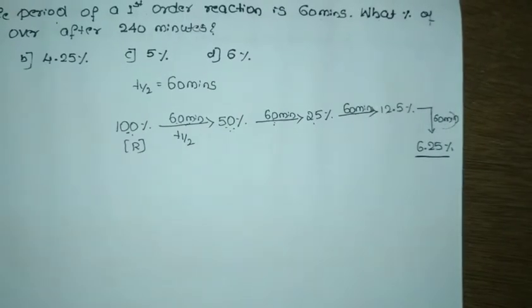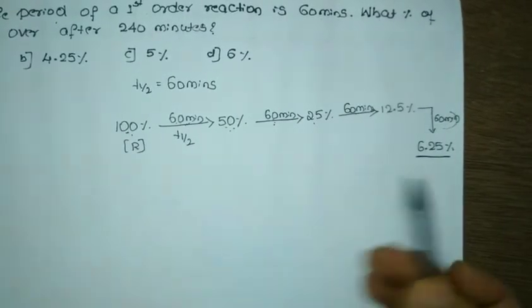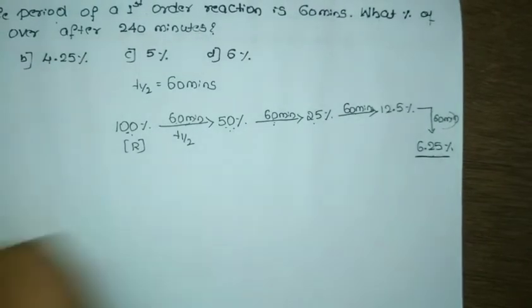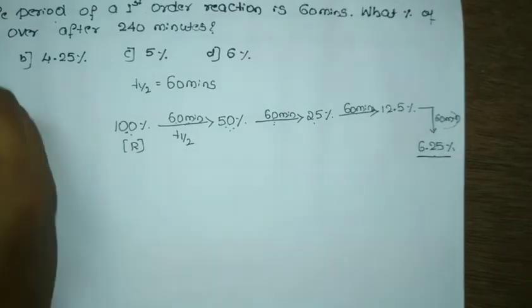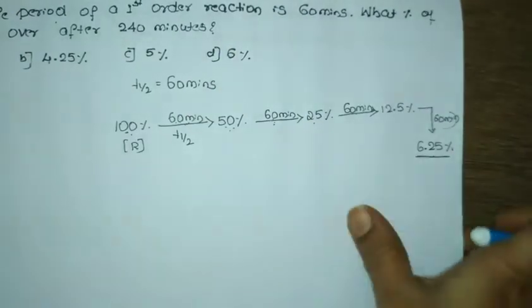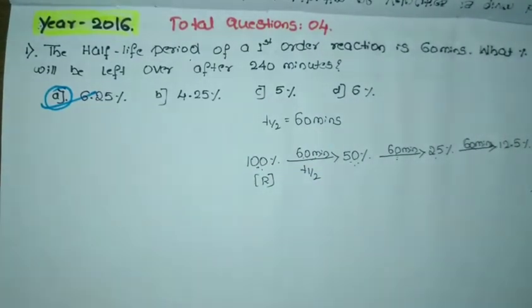The percentage left will be 6.25. So option A is the one which is correct. If you know this simple method, then there is no need to apply much. You can directly do it very easily. So it is option A which is the correct option.